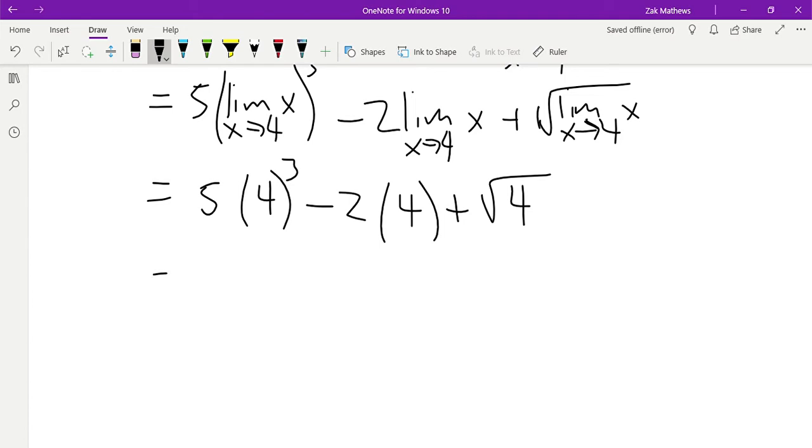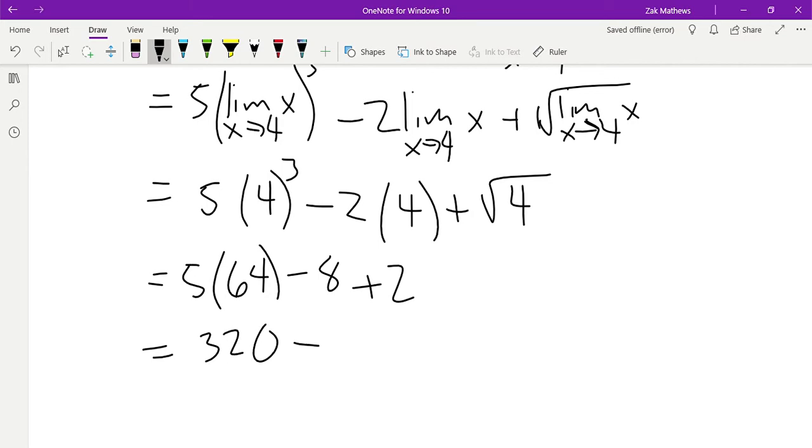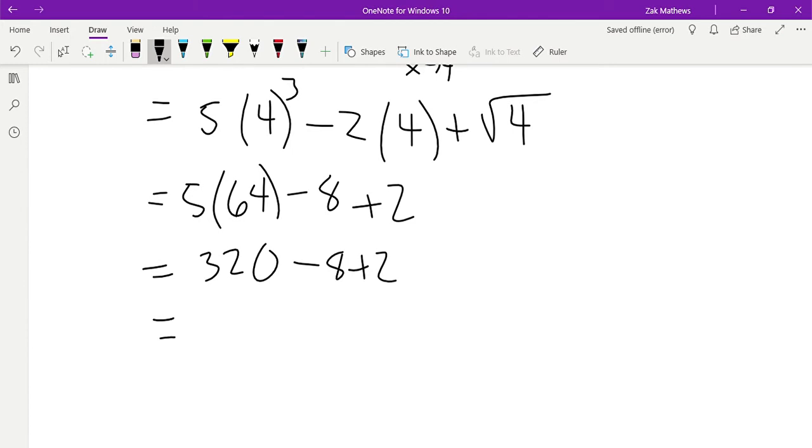So we have 5 times 4 cubed, which is 64. 2 times 4 is 8, and then the square root of 4 is 2. 5 times 64 is 320, minus 8 plus 2. And so when we combine all of those, 312, 314, that would be my final answer.